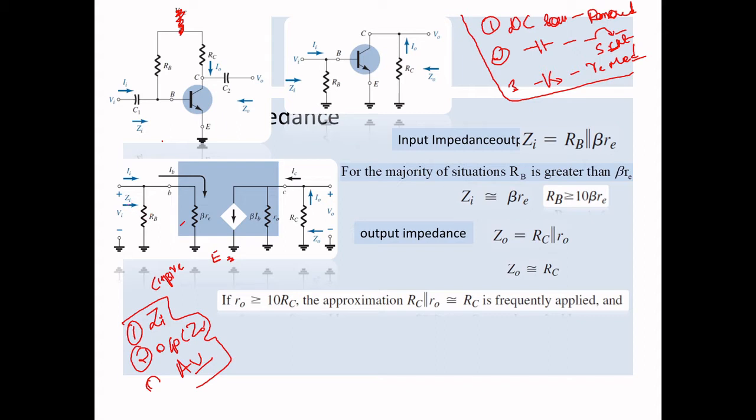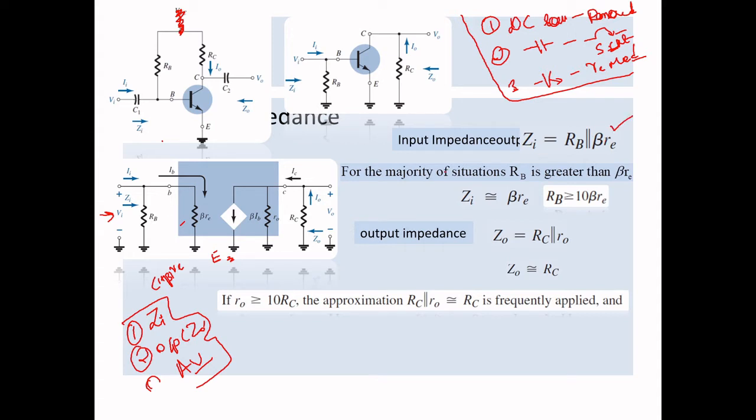Zi: when you are finding the input impedance, you have to look from the left side. When you are finding the output impedance, you have to look from the right side. This is the output voltage, this is the input voltage. Let me go for the Zi calculation. Very simple. When finding Zi, as I said, you have to look from the left side. When you look from the left side, what happened? This RB and beta re will become parallel. Am I correct or not? This element and this element are connected in parallel. So RB parallel to beta re.